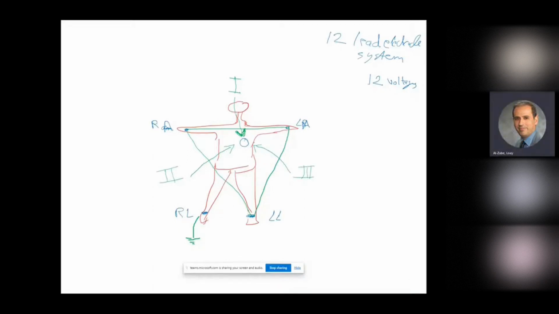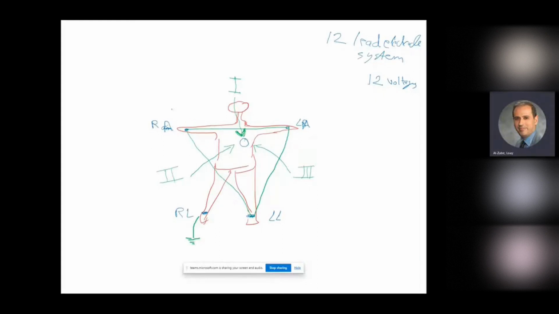So I have 3 different readings of the voltage around the heart from 3 different locations. If you think about it in 3 dimensions, think of the heart as a ball, and you're looking at the ball from the top and the right and the left. And you're looking at that electrical activity from these sides. Those are 3. We're talking about 12. So where are the other ones?